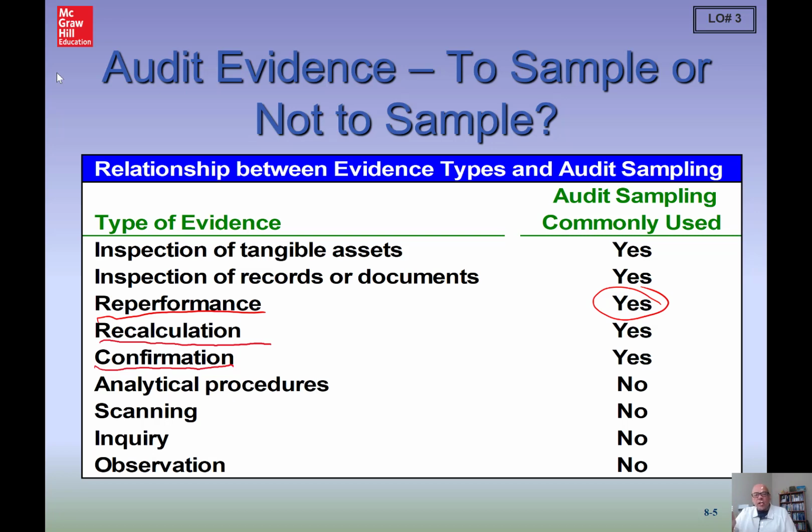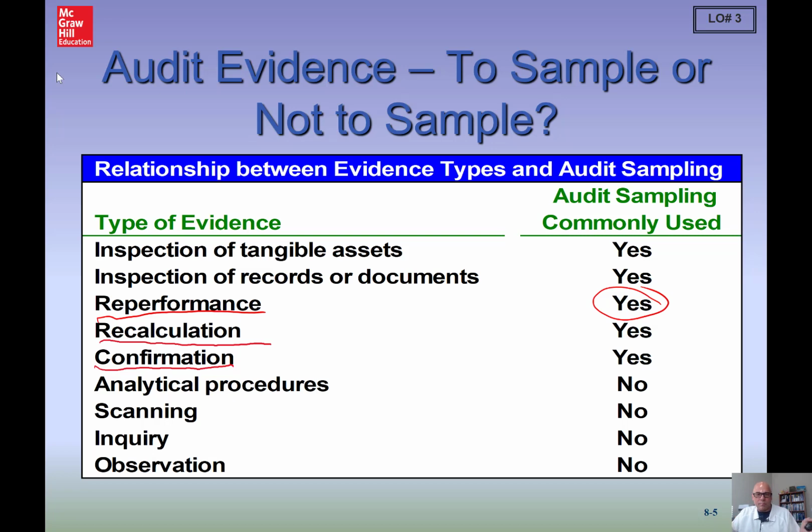Confirmation of our accounts receivable, let's say. What happens? Our client has 1 million customers. You can't send a confirmation out to all 1 million customers most likely and say, okay, do you agree with this account balance on the confirmation? So what do we do? We would maybe pull a sample of, say, 100.